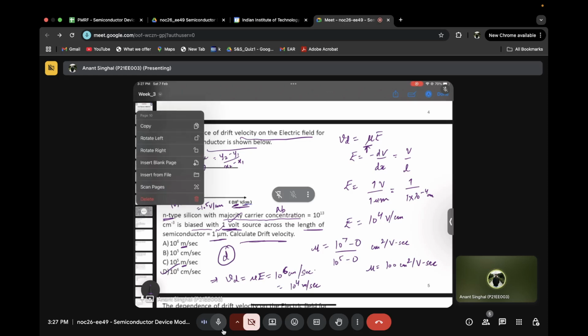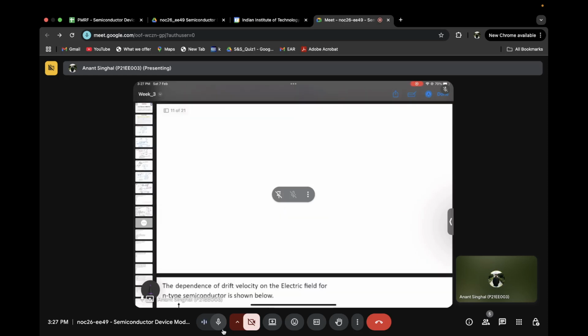Okay, so if this is clear, then let me give you one easy problem again. Let's say we have a 10 volt application over a silicon bar. Just to simplify, let's say we take the mobility as 1000 centimeter square per volt second, the length of the silicon bar is 1 centimeter, and the doping concentration is 10 to the power 16 per centimeter cube. We need to find the average collision time.